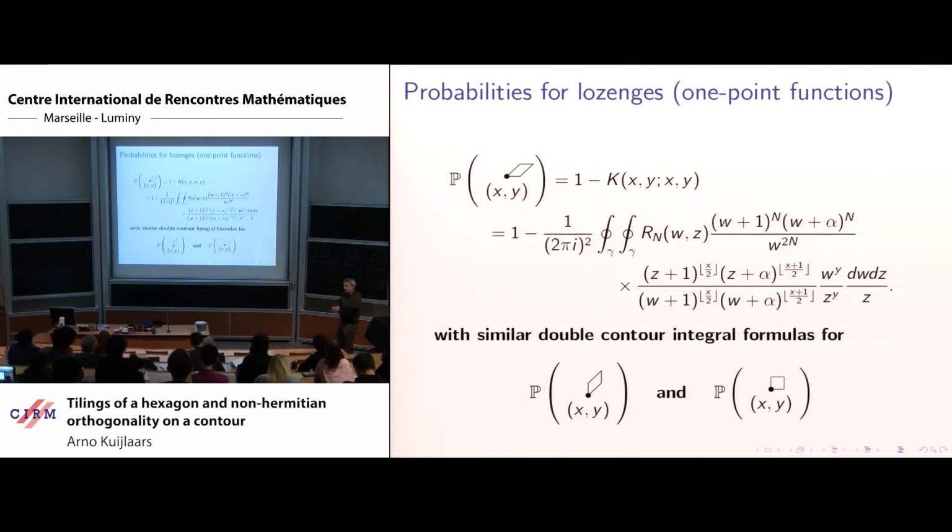And in particular to identify these two ellipses, right? If alpha is small, and the more complicated contour if alpha gets bigger. How to see this phase transition coming up here. There are similar double contour integral formulas for the other types of probabilities, for the other two tiles.